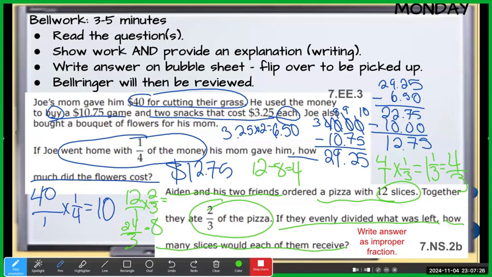Good job, thank you, ma'am, that is correct. So we had 12 pieces, we ate 8 pieces, so 12 minus 8 gave me 4 pieces left, and they split it between Aiden and his 2 friends, so they made 3 people, 4 divided by 3, 4/3. Leave it as an improper fraction. Questions on it?